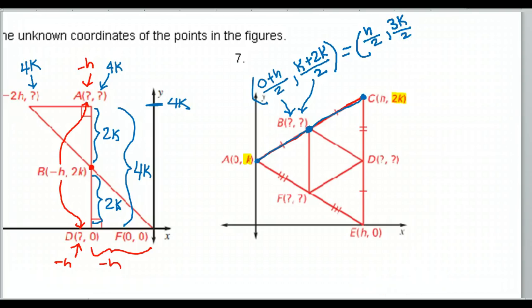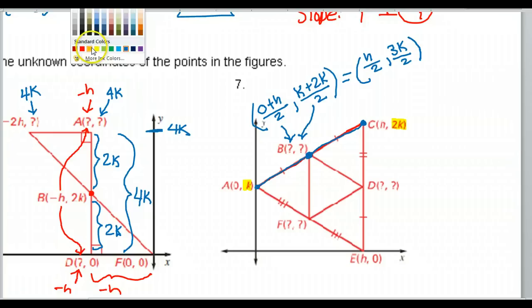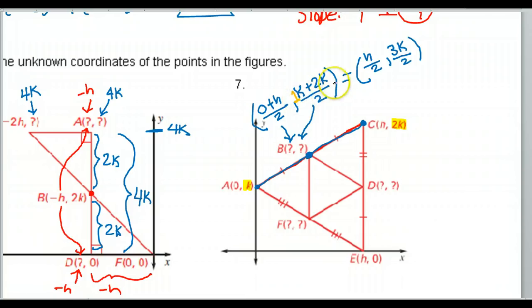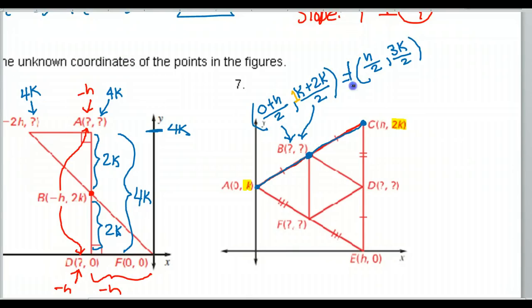Now, if you're not quite understanding that, think of it this way. This might help. k is like 1k. So it's really like 1k plus 2k equals 3k. So that's why it's 3k over 2. Now that won't get any simpler, so that's it for point B. These would be the coordinates of B.